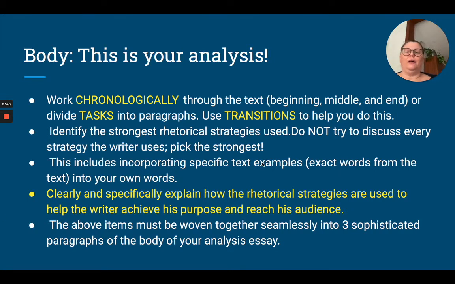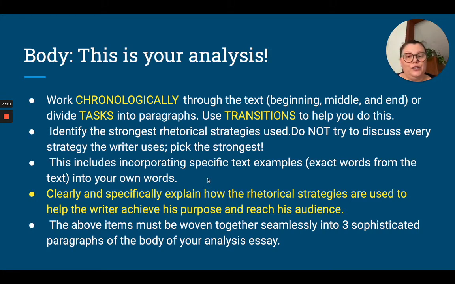You can bring up things like parallelism and repetition in particular, okay, is really powerful for driving a point home. You guys know these. Parallelism helps you remember lists of things. But those are things that help drive the point home, not necessarily the main thrust of the argument, okay? So you want to pick the strongest things.